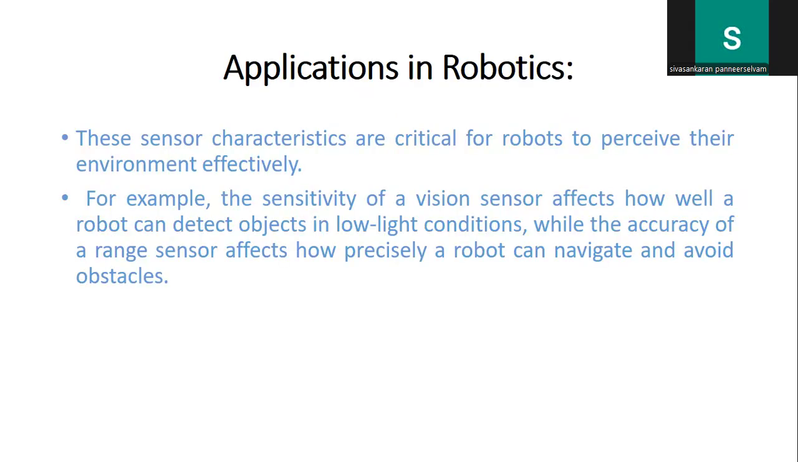What are the general applications in robotics? The sensor characteristics are critical for robots to perceive the environment effectively. For example, the sensitivity of the vision sensor highly influences how well a robot can detect objects in low light conditions, while the accuracy of the range sensor influences how precisely the robot can navigate and avoid obstacles.